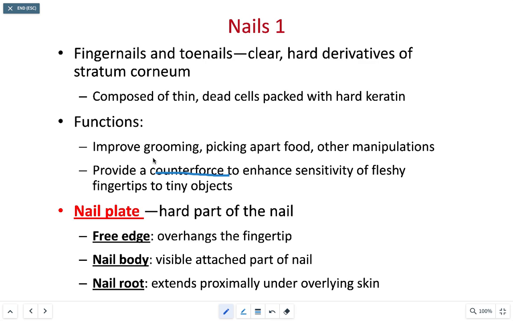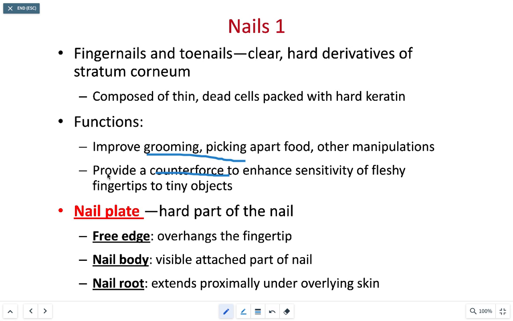They also are going to help us with grooming and picking things apart. You can think of pulling stuff off your body. There's a reason why Dr. Pimple Popper has several million subscribers on YouTube. It's just deeply embedded in us to pick at our bodies with our fingernails. It's just weird psychology of being a human being. And when we think of just other manipulations, our fingernails are great for just interacting with the external environment.